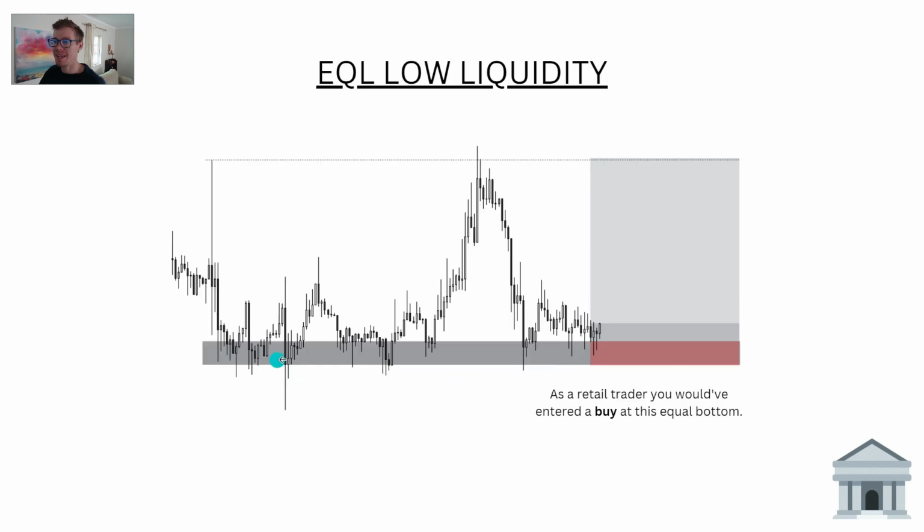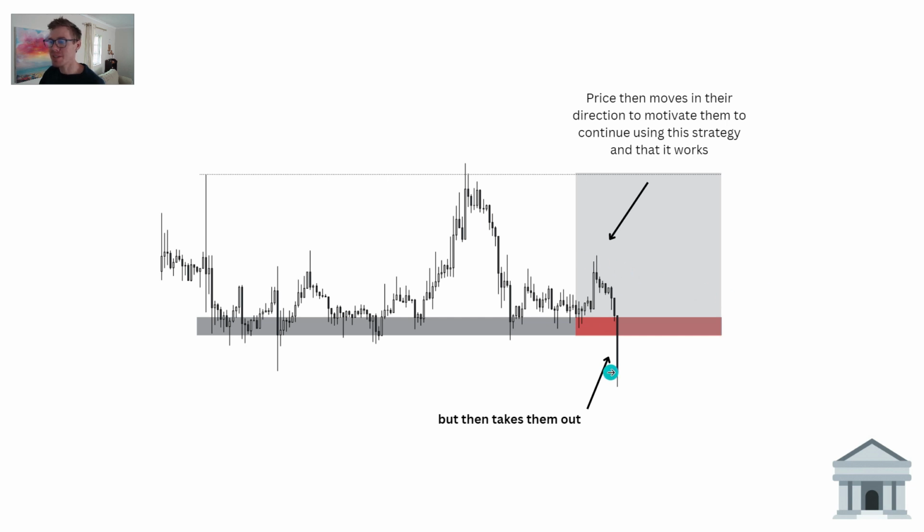You can see we've got these equal lows over here, and retail traders would have looked to take a long position over here. I mean, why not? Price is respecting this zone. Then all of a sudden, price breaks through there, liquidates all these people who are looking to go long, gathering liquidity, and then turning around and moving in that direction.